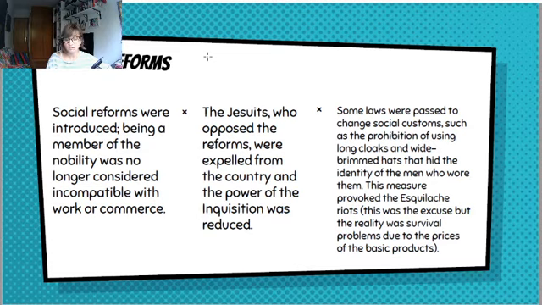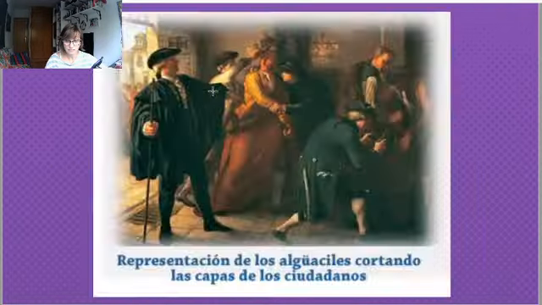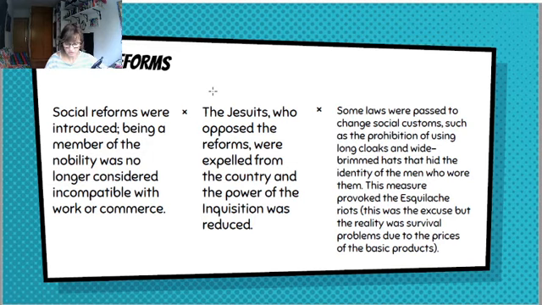This measure, for example, provoked some riots against Esquilache, who was one of the ministers of Carlos III, although it was also an excuse for a survival problem due to the prices of basic products. Okay, so this is a summary of the main socioeconomic reforms that were taken in Spain thanks to Enlightenment despotism.